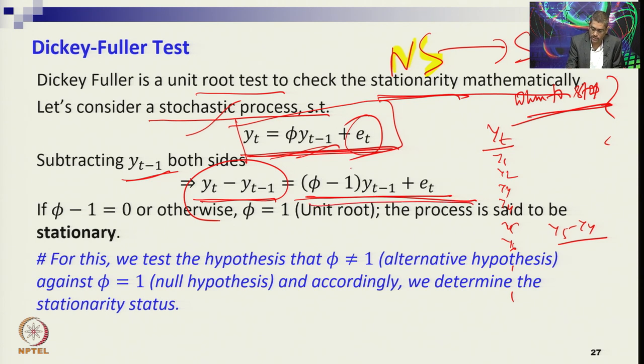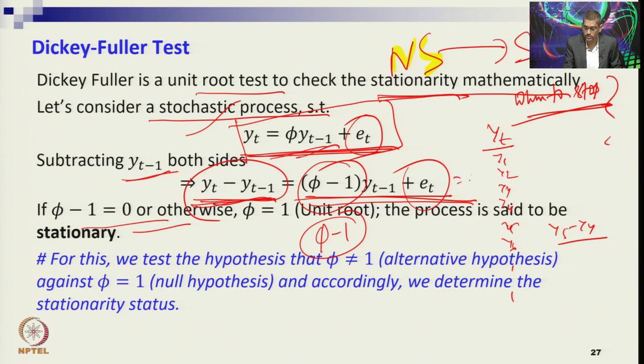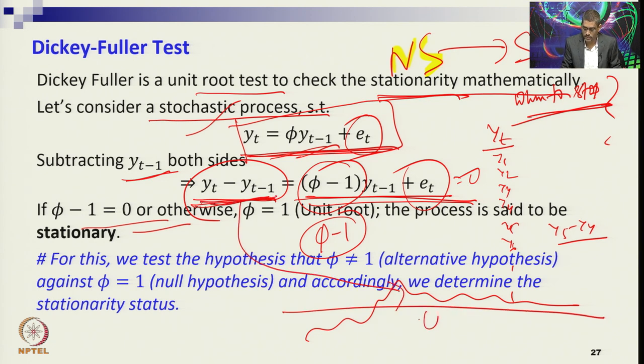Now you have a constant, phi minus 1. If this constant becomes 0 after some rounds of iteration, your differenced data will become constant. The error part is there, but to some extent it becomes 0. So the data becomes steady, no movement will be there now, and this difference will become 0. If this does not become 0, then your data are still non-stationary.